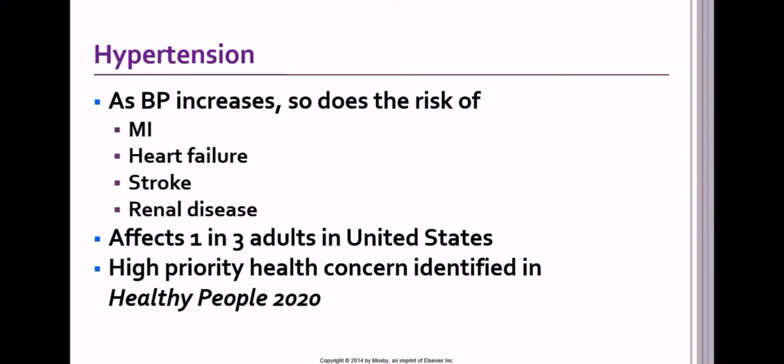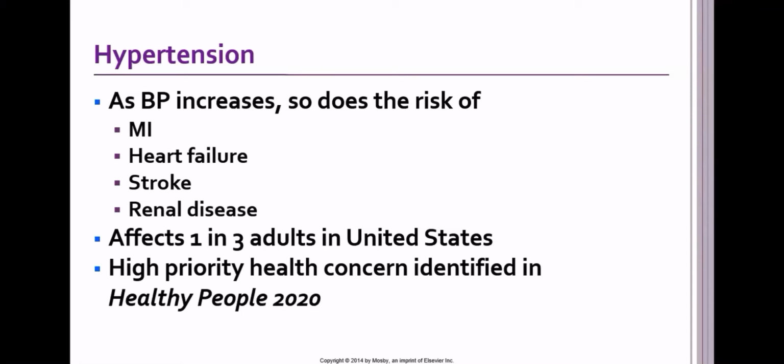So hypertension, also known as high blood pressure, is one of the most important modifiable risk factors that can lead to the development of cardiovascular disease. As blood pressure increases, so does the risk of myocardial infarction, also known as an MI or a heart attack, heart failure, stroke, and renal disease. Heart disease, often directly related to hypertension, accounts for 23.7% of all deaths each year in the United States.